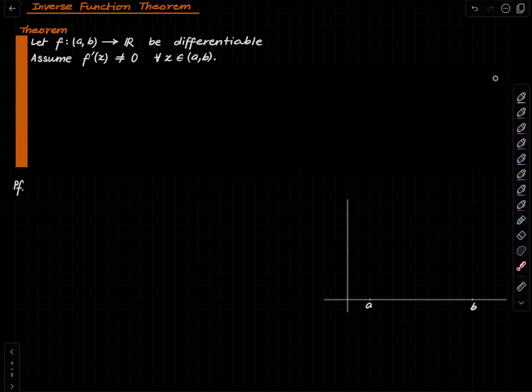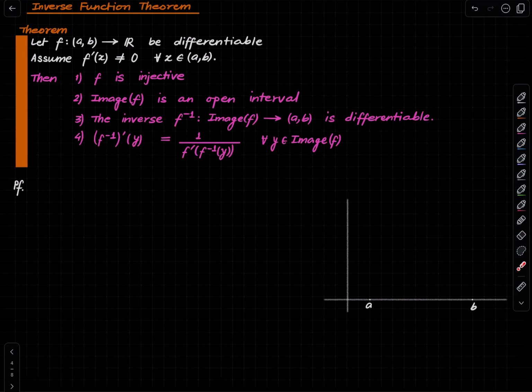So what do we have? We have a function defined on an open interval this time, and assume it is differentiable, and also assume its derivative never vanishes. Okay. Then we will show that f is injective. Image of f is an open interval.